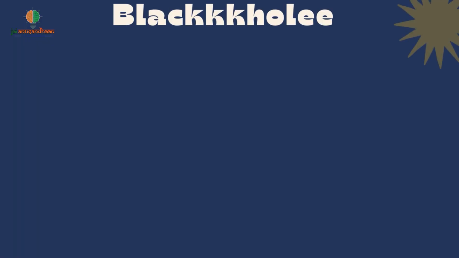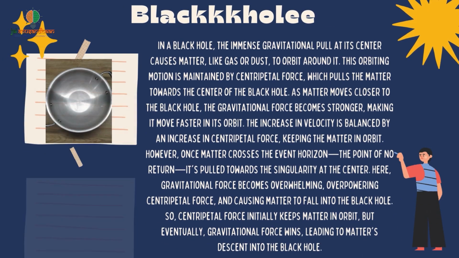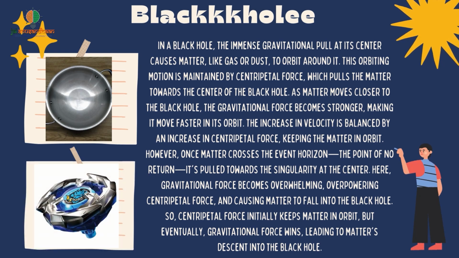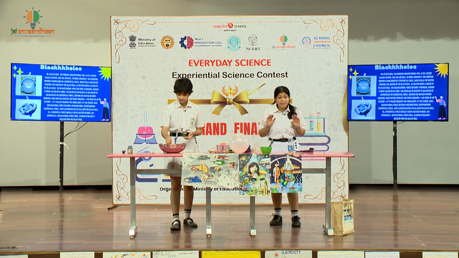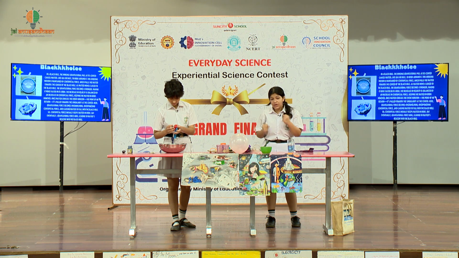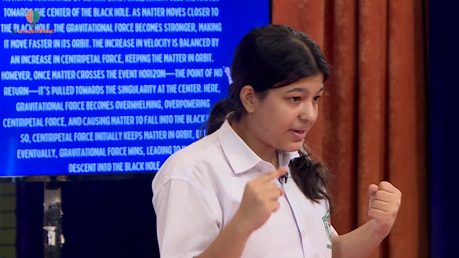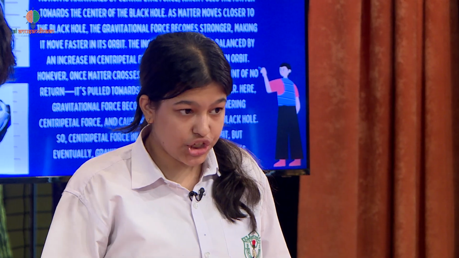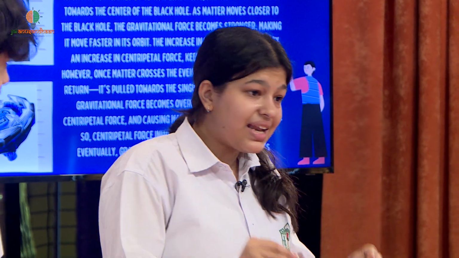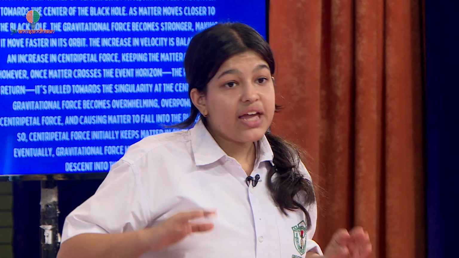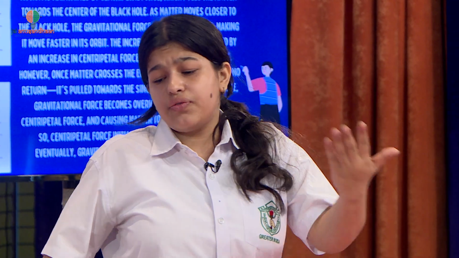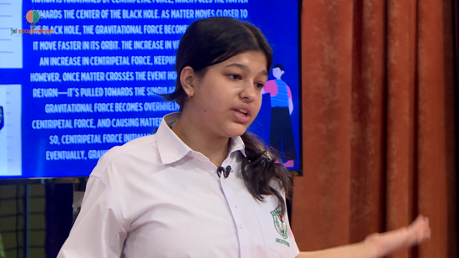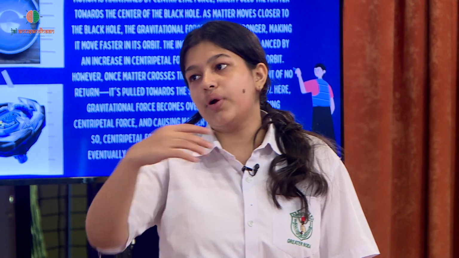Do you see how the Beyblade first goes along the walls of the kadhai and then eventually falls in the middle of the kadhai? This is due to centripetal force. In the black hole, the strong gravitational pull at the center makes the matter orbit around it. The centripetal force is responsible for keeping the matter in an inward direction towards the center of the black hole while balancing the increasing speed of the matter. Eventually, the matter crosses the event horizon, a point of no return, and gravitational force takes over the centripetal force, and eventually the matter falls into the black hole. That's how it works. I mean, that was obvious.